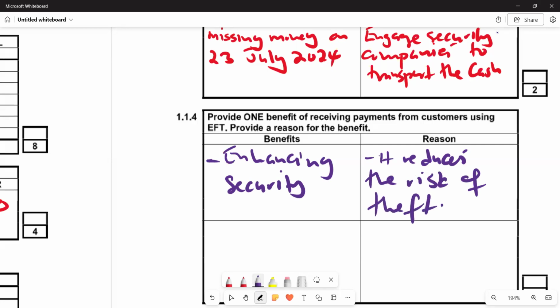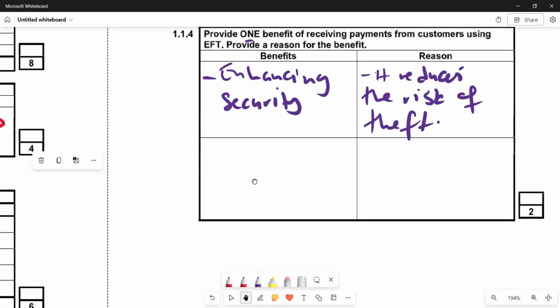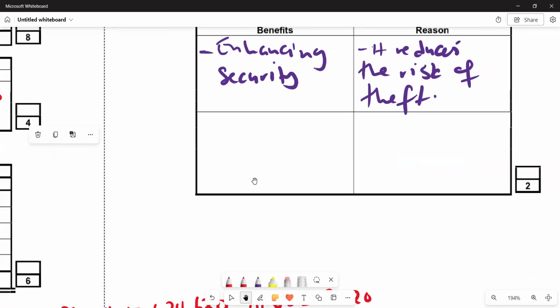So this is our last question. Remember, the question is asking us for one benefit of receiving payments from customers, and then provide a reason for the benefit. So this is what we have. So this is the last question that we are having according to this question. So this is what we have, guys, according to this video.